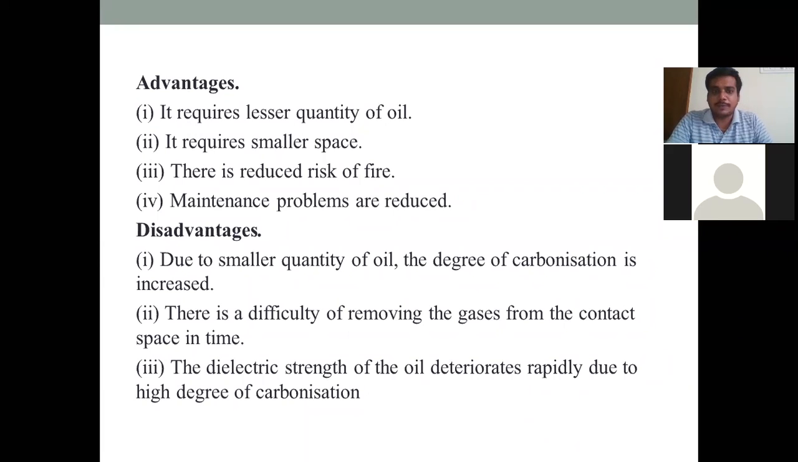Only a lesser quantity of oil is used. We don't need much space when compared to that of the bulk oil circuit breakers. So the risk of fire is very less, and maintenance is also very less. These are the advantages of this minimum oil circuit breaker.